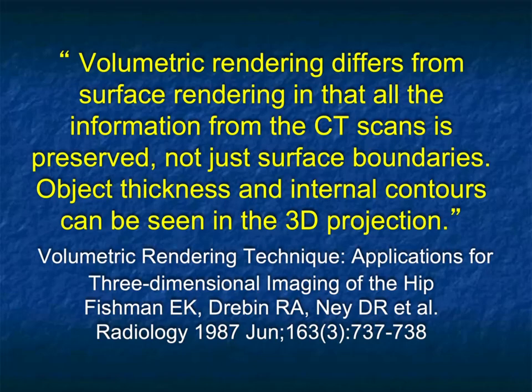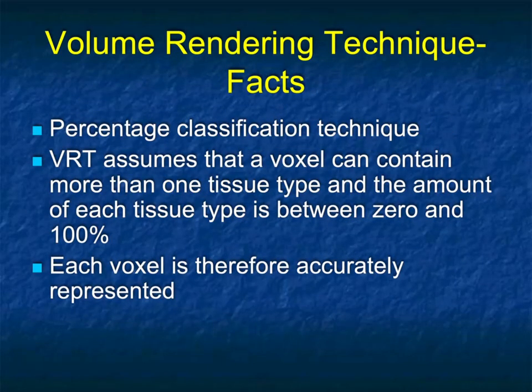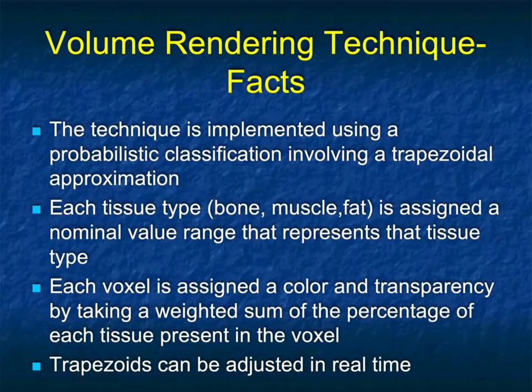Object thickness and internal contours can be seen in the 3D projection. And that really was everything. Volume rendering, even today, is a percentage classification technique, so is cinematic rendering. Volume rendering assumes that a voxel can contain more than one tissue type, and the amount of each tissue type is between 0 and 100%. And so each voxel is therefore accurately represented. Before volume rendering, this was not the case.